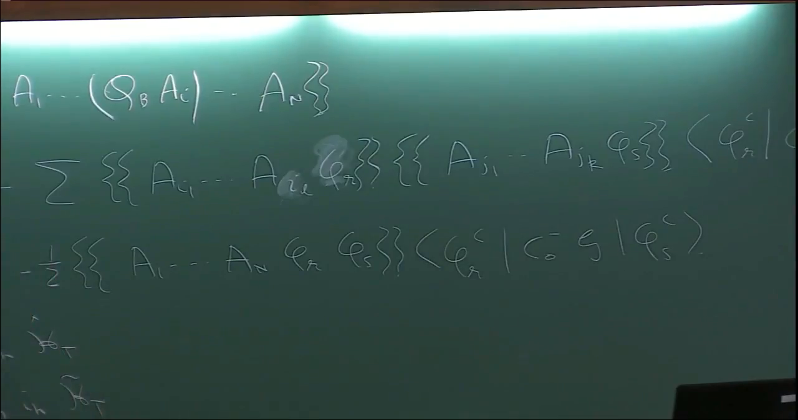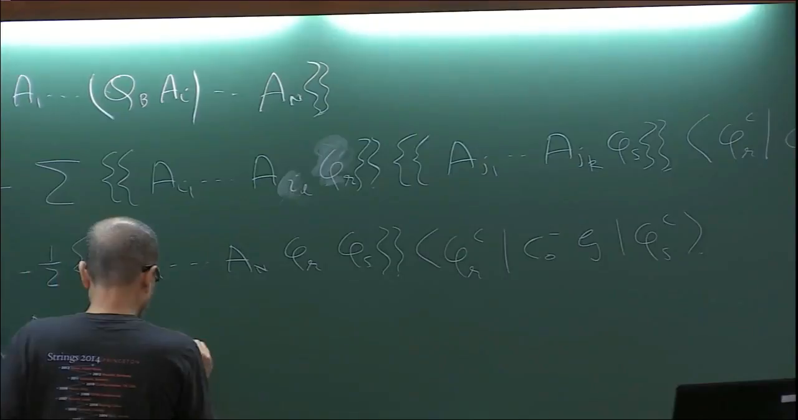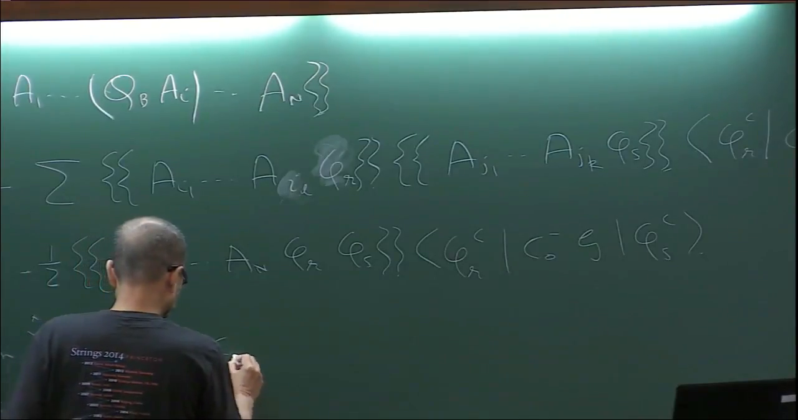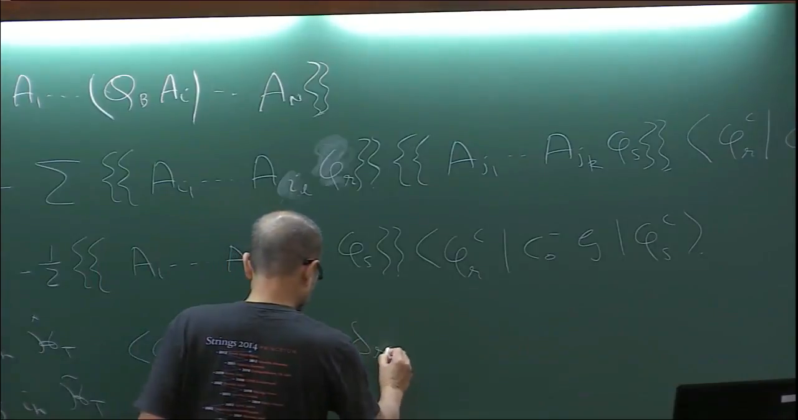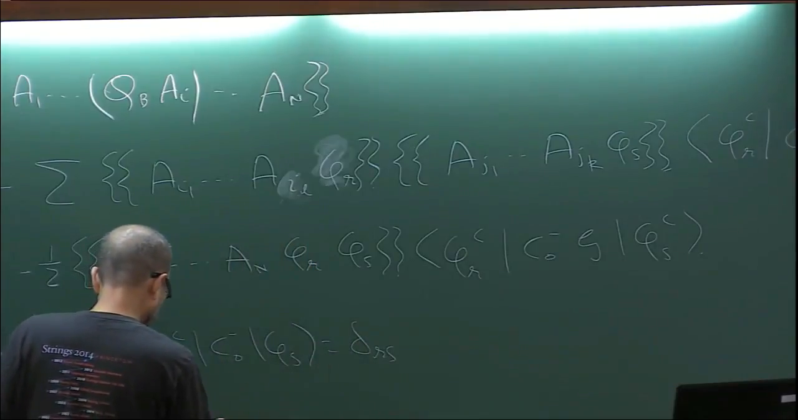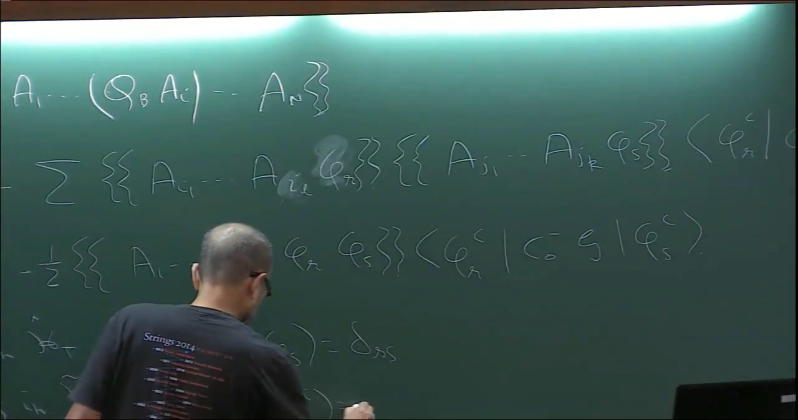So H hat T and H tilde T, as defined there, are conjugate spaces because the BPZ inner product pairs them. So these are basis states in H hat T and H tilde T, and they are normalized so that phi RC C naught minus phi S is delta RS, and phi S C naught minus phi RC is delta RS.